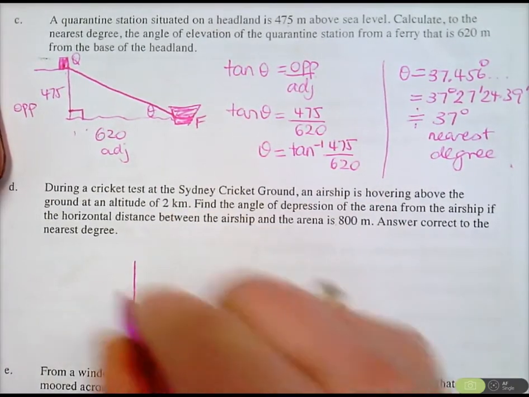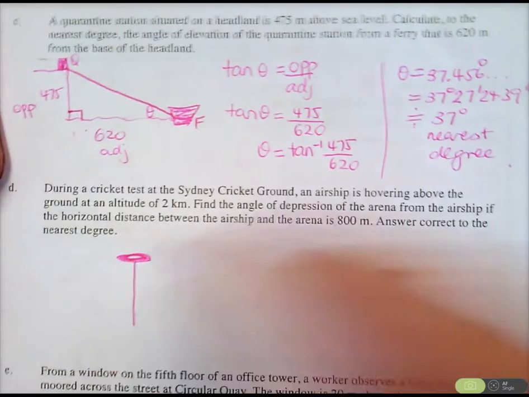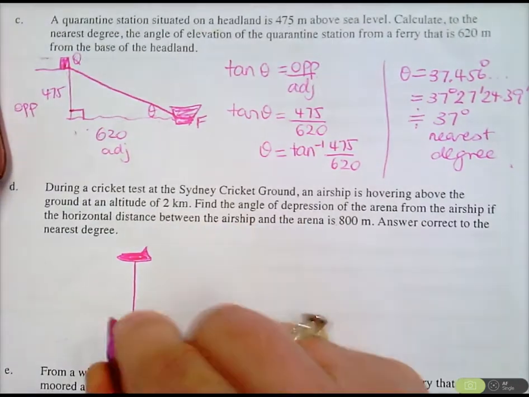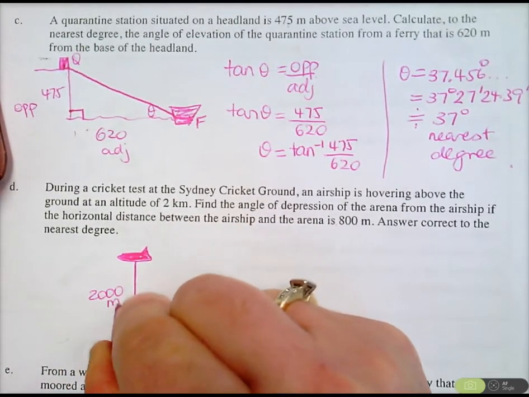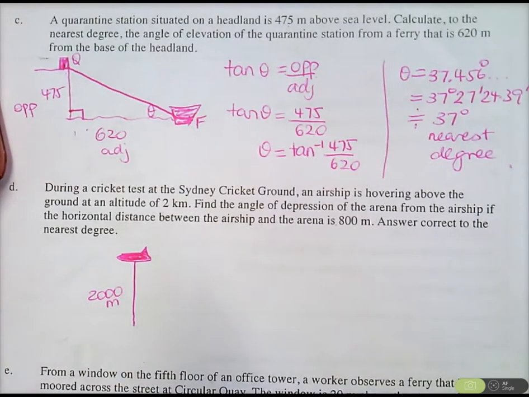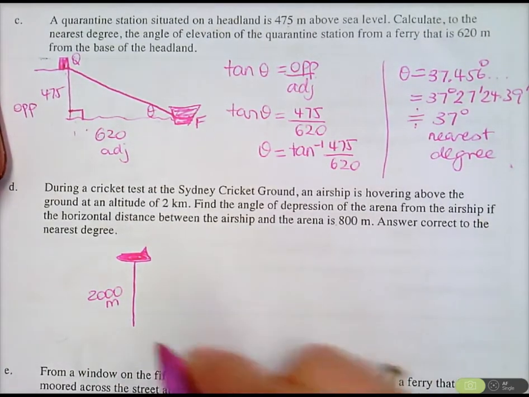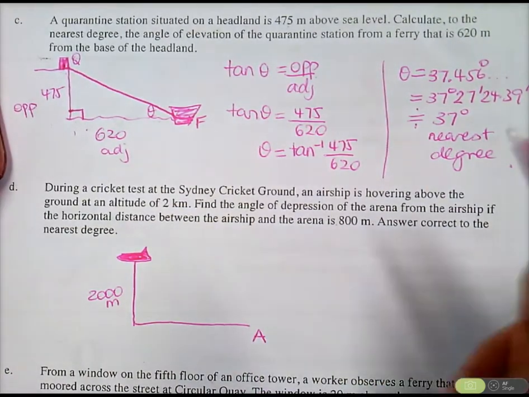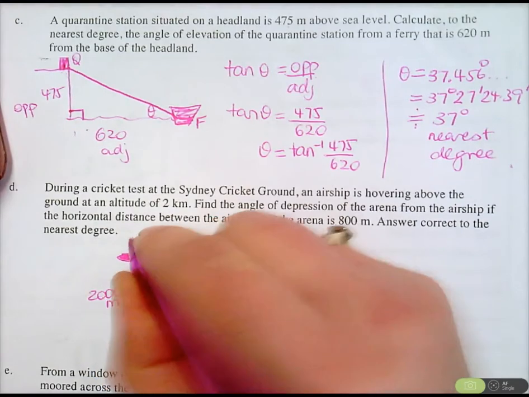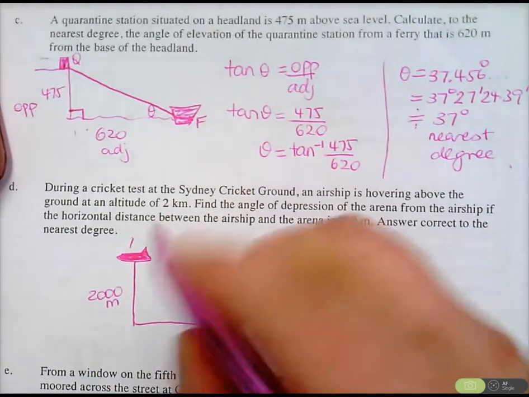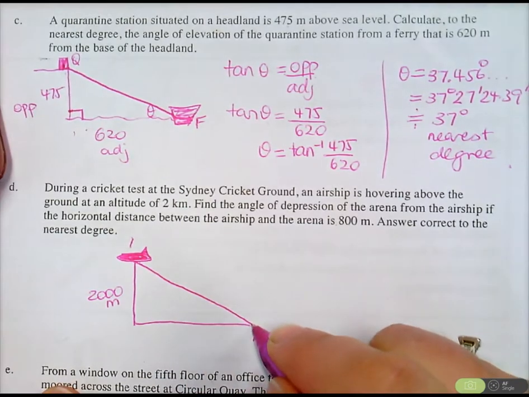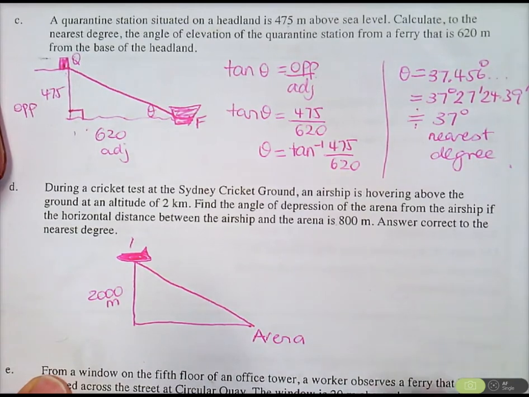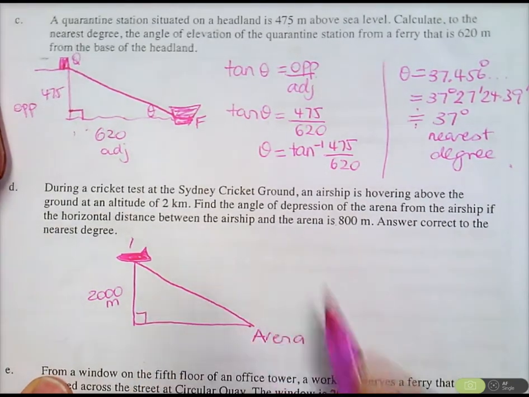So here is the airship. It's up here, the blip. I put 2 kilometres or 2,000 metres. What should I do now? Girls, it's going to be a triangle. Over here is the arena. This is the airship, arena. And I'm going to do a triangle. So, what's this distance along here? I know it's not to scale, so don't worry. What's this distance? It says, 800.